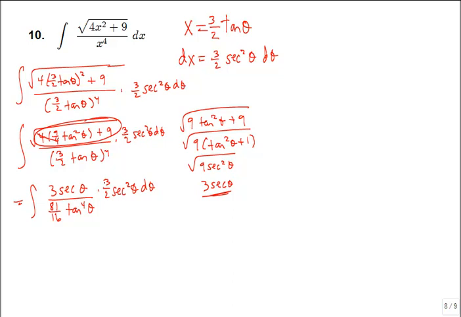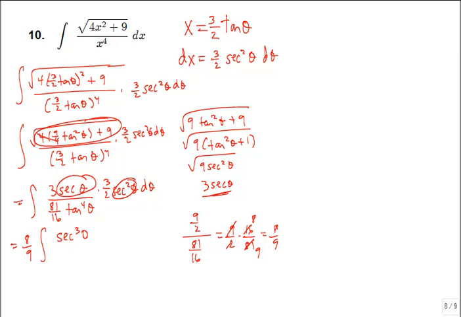We've got a 3 times the 3/2, which is 9/2, being divided by an 81/16. So that's 9/2 times the reciprocal, 16/81. Doing a little reducing, that's going to be 8/9. So let's pull that 8/9 out of the way. On the top, we have a secant times a secant squared, which is a secant cubed. And we still have that tangent to the 4th in the bottom.